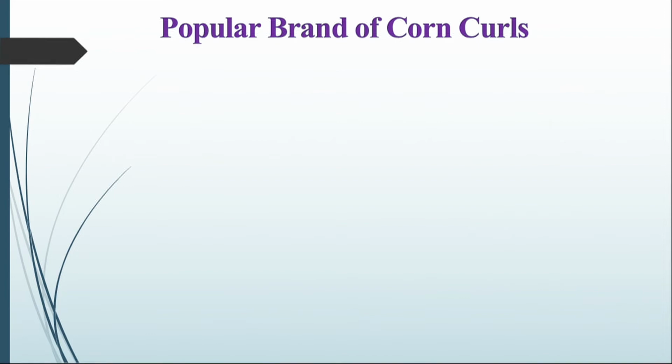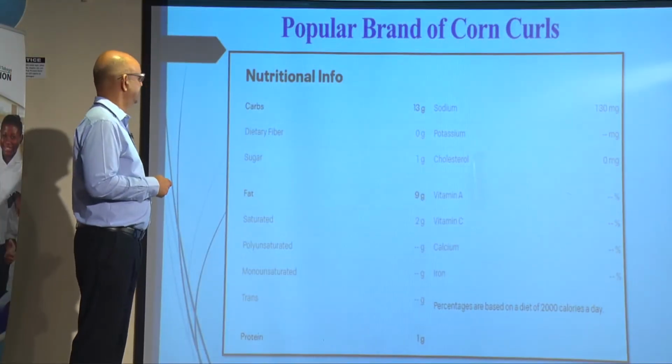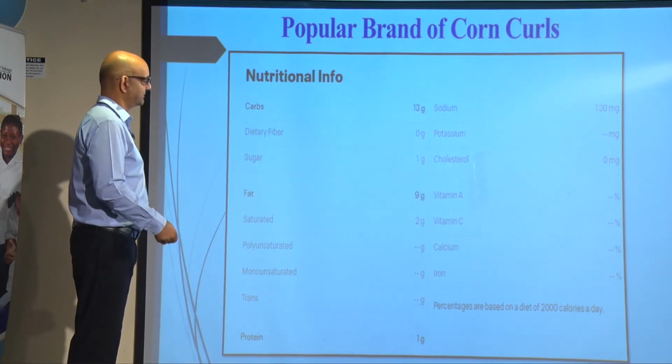Let's look at corn kernels. How many of you like corn kernels? I know I do. But what nutrients do corn kernels contain? Looking at a popular brand of corn kernels, it contains carbohydrates, fats, and proteins. 13 grams of carbohydrates, which include 1 gram of sugar, 9 grams of fats, which include 2 grams of saturated fats. Saturated fats and unsaturated fats are two different kinds of fats, as well as 1 gram of protein.